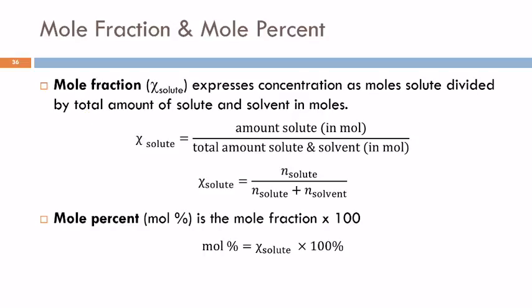So this is mole fraction. The mole fraction looks at the amount of solute in moles divided by the total amount of moles in the solution. But with moles, you can't just measure the moles of solution like you can with mass or volume. You have to look at the individual parts. So it's the moles of solute and the moles of solvent added together. Another way to express it is n solute over n solute plus n solvent, where n represents the amount in moles. So that's mole fraction. Mole percent is just the mole fraction times 100.